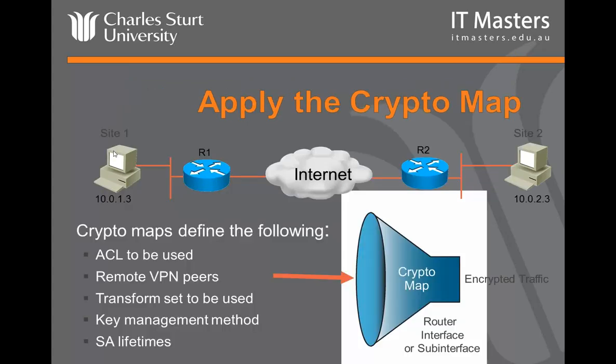So then once we've created our ACLs, we then apply the crypto map. And what this basically means is that we're going to define the ACLs to be used, we've defined the remote VPN peers, we've defined the transform set to be used, we've defined the key management method, and we've defined the SA lifetimes. And then we need to apply that crypto map to the interface or sub-interface on your router, so in this case 0/0/0, and then that traffic will then be encrypted between the two sites. Until you apply that crypto map to the interface, doesn't matter what other configuration you've done, nothing will be encrypted.